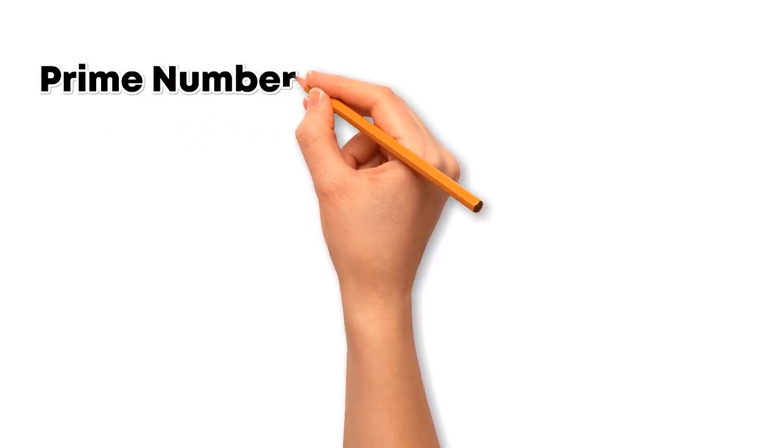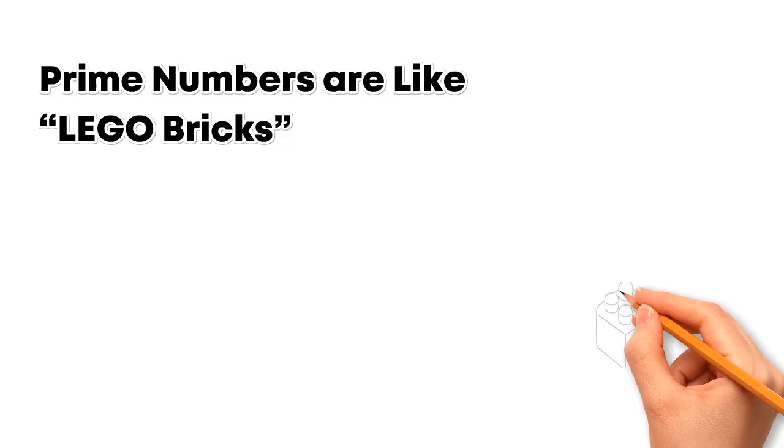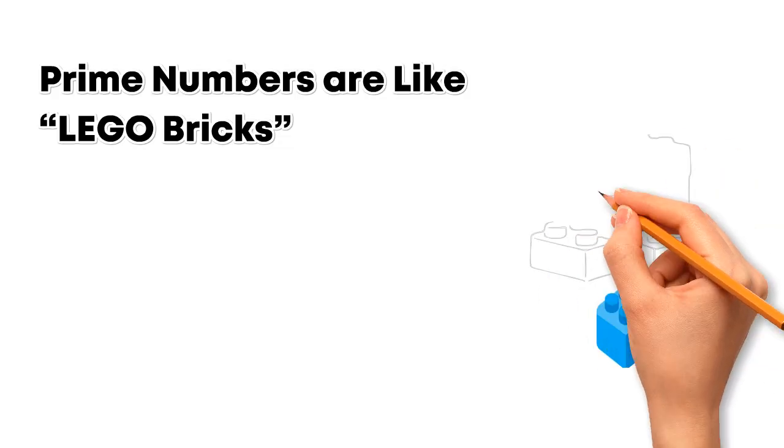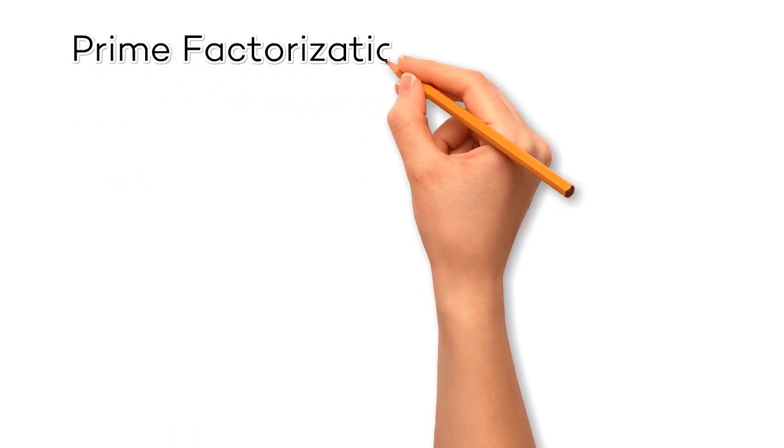Think of prime numbers like Lego bricks. Every big number can be built using only prime Lego bricks. Let's find the prime factorization using a factor tree.